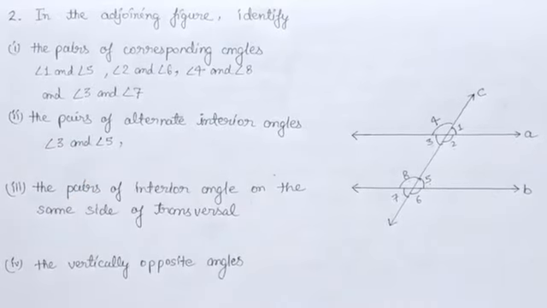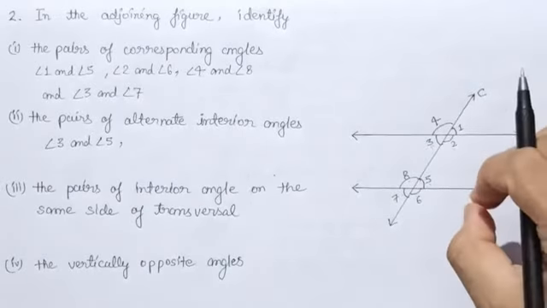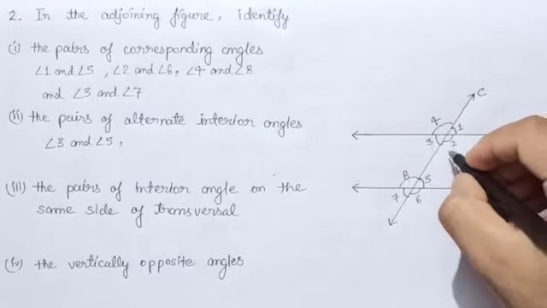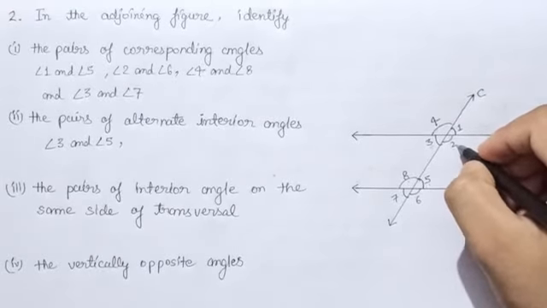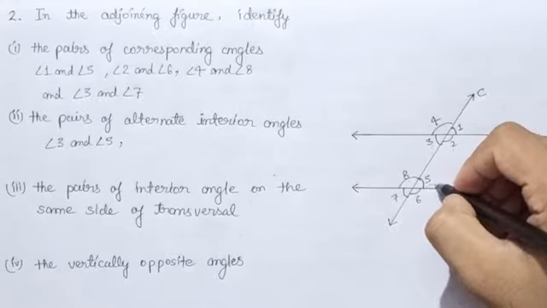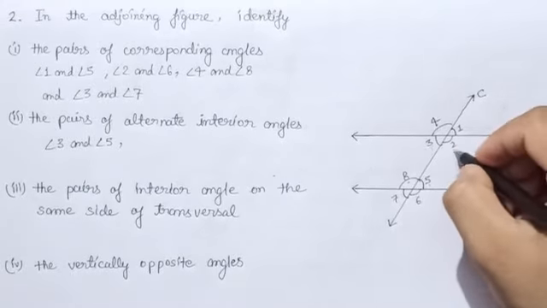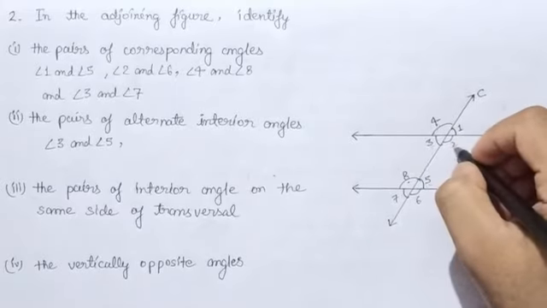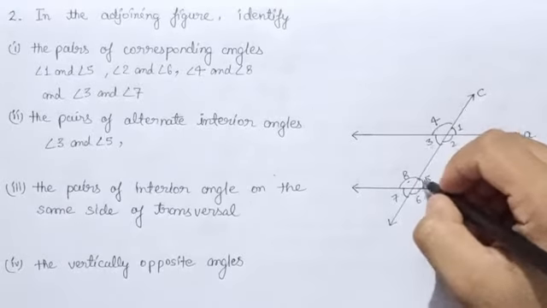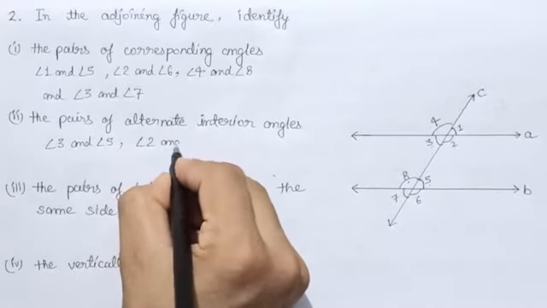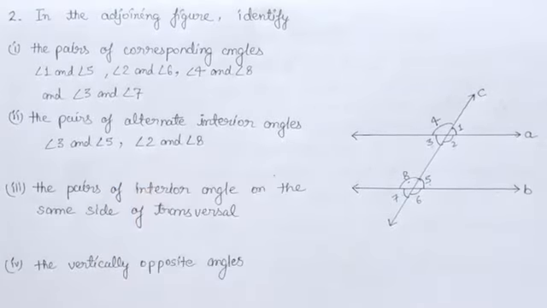Again students, you know that when two parallel lines are intersected by a transversal, then there are two pairs of alternate interior angles. So let us find the other pair. If we choose angle 2, then next to angle 2 is 5, but we have to skip this angle and take the next angle, that is angle 8. So angle 2 and angle 8 is another pair of alternate interior angles.